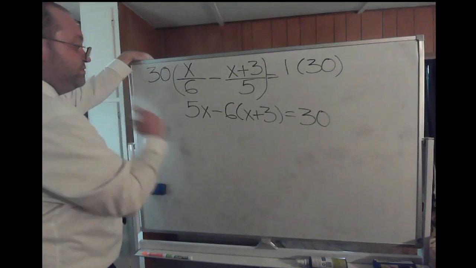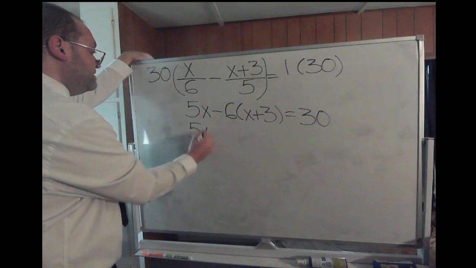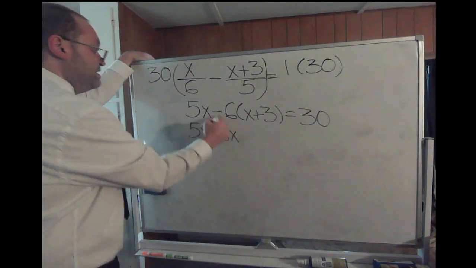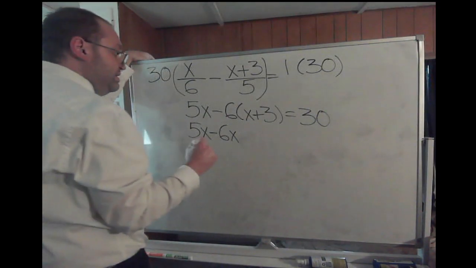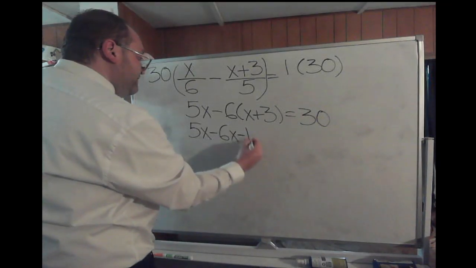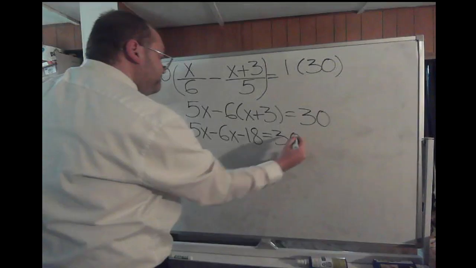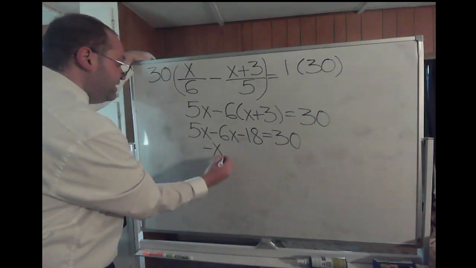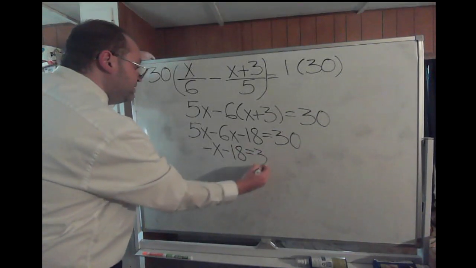Now you have, let's do the distributive property. You'll still have the 5x. Minus 6 times x would be minus 6x. Negative 6 times positive 3 would be negative 18. All that would be equal to 30. So 5x minus 6x, that's negative x minus 18 equals 30.